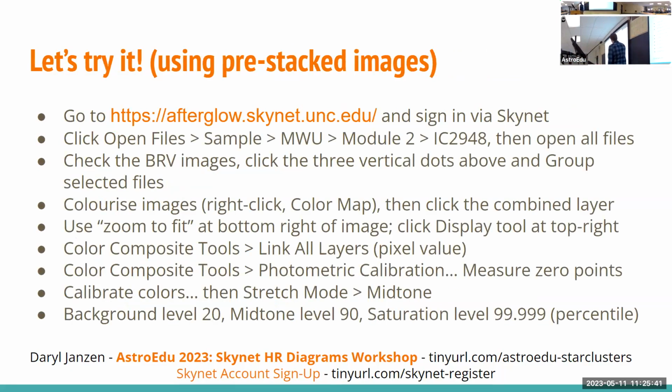Okay, so we're gonna try it. I'm not gonna have you take the raw images and run through all of those things. I've got instructions here for just accessing some previously stacked images and making a color image. And since I showed you M46 already on the screen, I figured it'd be more fun to do a different one. So at the top left of Afterglow, click the Open Files button, then navigate to Files, Sample, MWU, Module 2, IC2948, and then just open all the files.